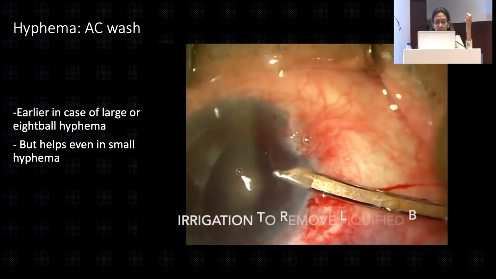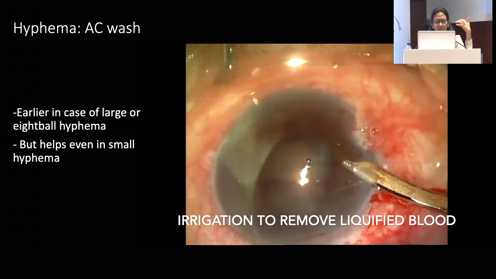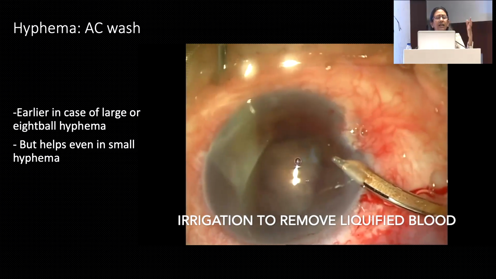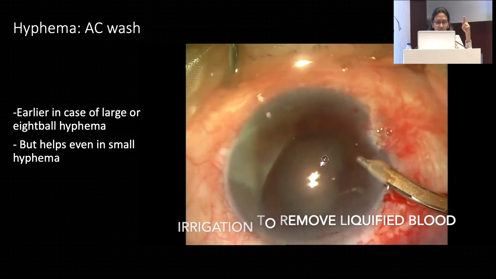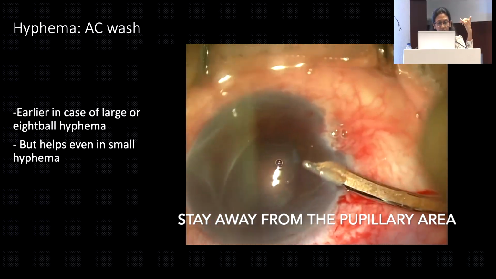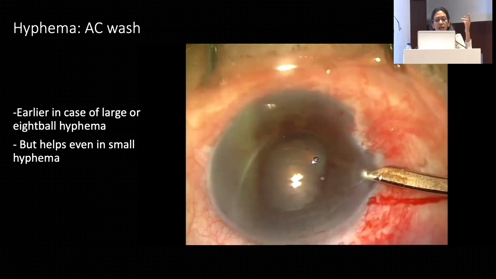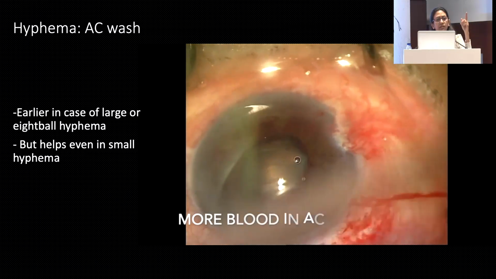But however, sometimes it's intractable, and even though you feel that in the AC there is not so much of hyphema, it still helps to do an AC wash. Debulking the anterior chamber really helps a lot in decreasing the load on the trabecular meshwork. So even if you find trace hyphema, please do it.